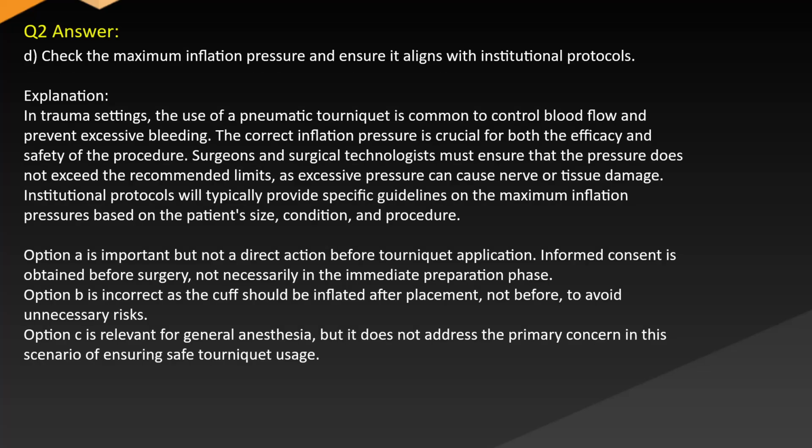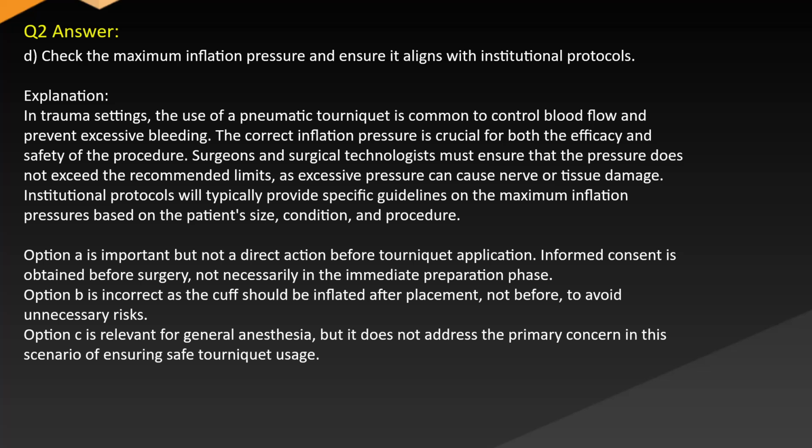Answer. D. Check the maximum inflation pressure and ensure it aligns with institutional protocols. Explanation. In trauma settings, the use of a pneumatic tourniquet is common to control blood flow and prevent excessive bleeding. The correct inflation pressure is crucial for both the efficacy and safety of the procedure. Surgeons and surgical technologists must ensure that the pressure does not exceed the recommended limit, as excessive pressure can cause nerve or tissue damage. Institutional protocols will typically provide specific guidelines on the maximum inflation pressures based on the patient's size, condition, and procedure.